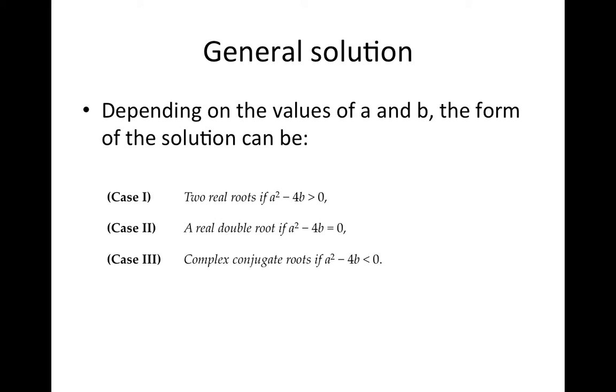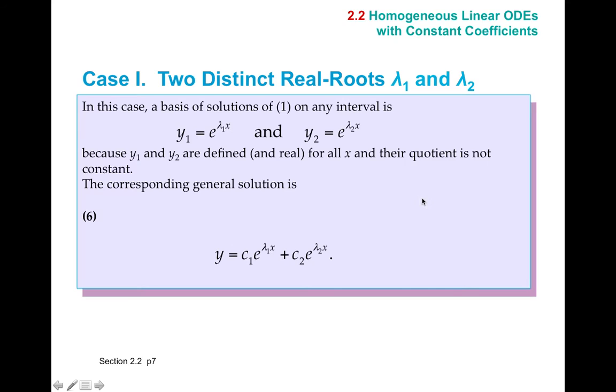So depending on the values of a and b, the solution can take three forms. And what we're really interested in is this term that was under the square root sign, a squared minus 4b. So obviously, if a squared minus 4b is greater than 0, we will have two real roots. If a squared minus 4b is equal to 0, we'll have a real double root. And if a squared minus 4b is less than 0, we'll have a complex conjugate pair. So three different cases that'll lead to three different functions.